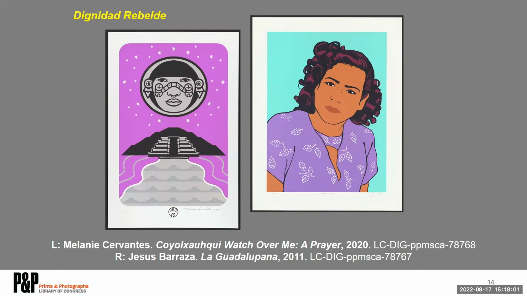The second image is La Guadalupana by Jesus Bharatha, a portrait of Maria Guadalupe Salas, the artist's grandmother, an important figure in his youth. This print is part of a personal series where the artist researched his family's history and created portraits using old photographs from his mother's photo albums.